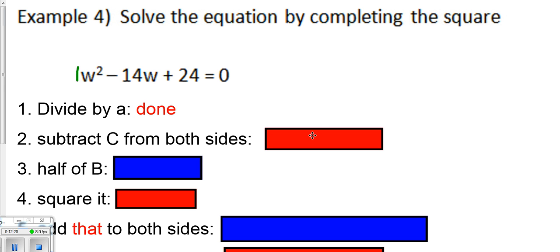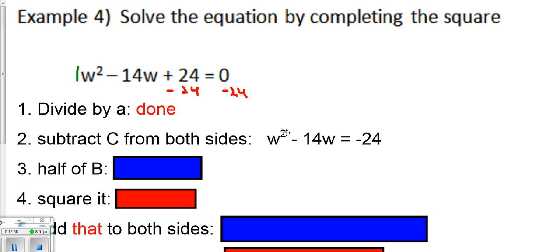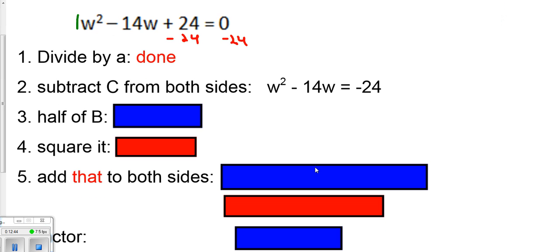We already did that. Now we're going to subtract c from both sides. In this case, c is this positive 24. So we're going to subtract 24 from both sides of the equation. When we do that, we get an expression that looks something like this. W squared minus 14w equals negative 24. This one cancels out. 0 minus 24 is negative 24.